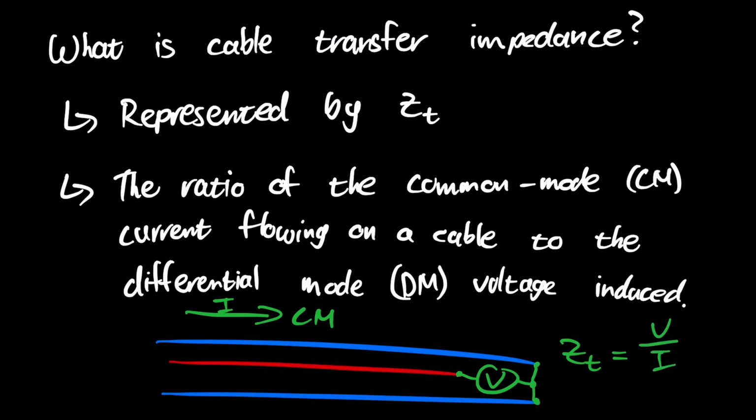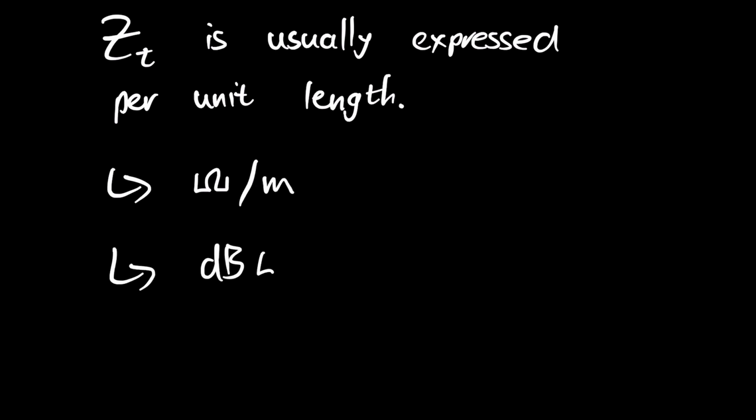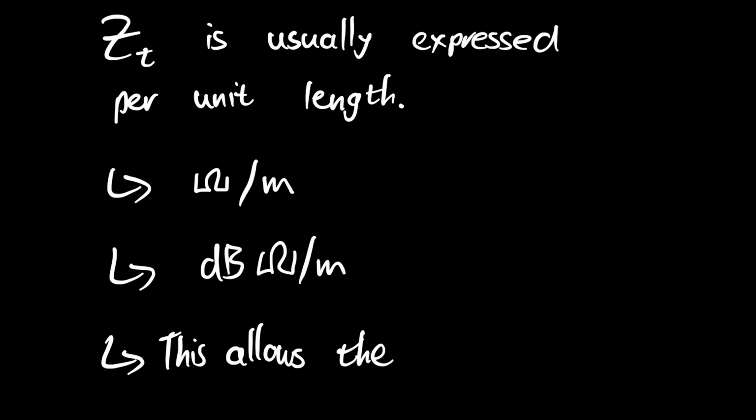The length of the cable plays a role here. Therefore, transfer impedance is usually expressed per unit length, either as ohms per meter or decibel ohms per meter. This per length normalization allows for the transfer impedance of cables of different lengths to be compared.